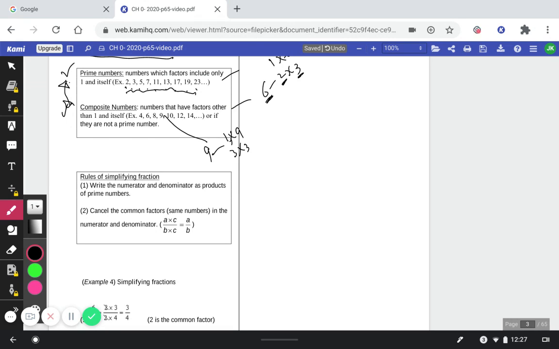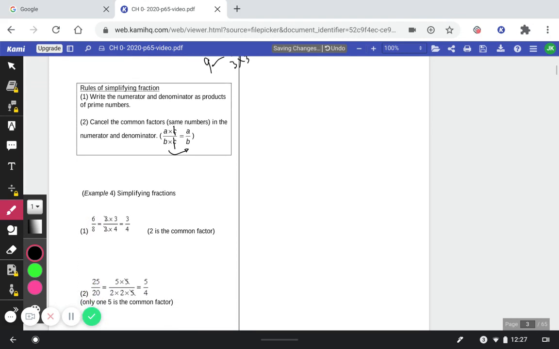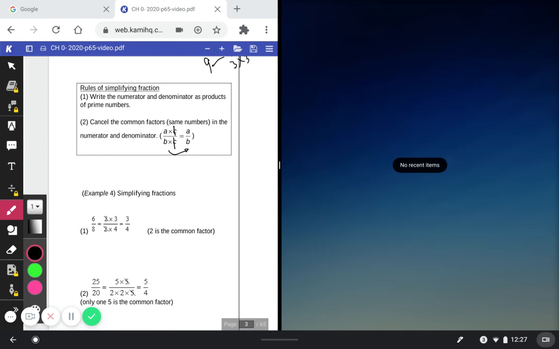Now, the rule for simplifying fractions. You write the numerator and denominator as a product of prime numbers and cancel out the common factors in the numerator and denominator. Like A times C over B times C, you cancel out the common factor C in the numerator and denominator, and then it turns into A over B. We call this reducing or simplifying fractions.